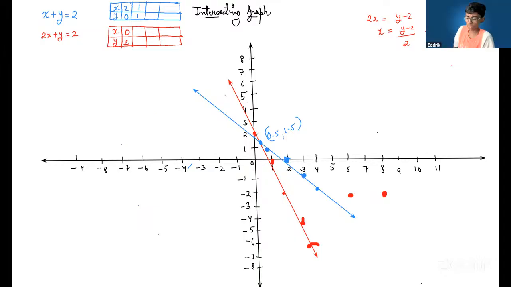0, 2. Yes, so 0. I am getting a match here. So either something is wrong, but I'm getting 0, comma 2.